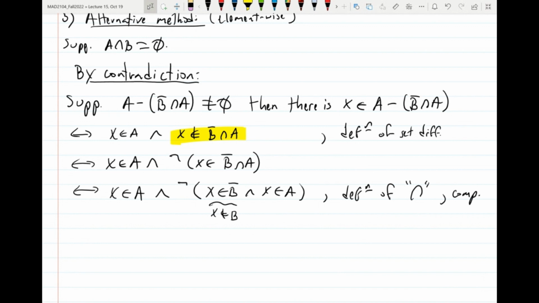De Morgan's laws. So let's use De Morgan's laws. So X is in A, and what do we get? X is not in B, or X is not in A. Good. Does everyone understand this? That's De Morgan's laws.